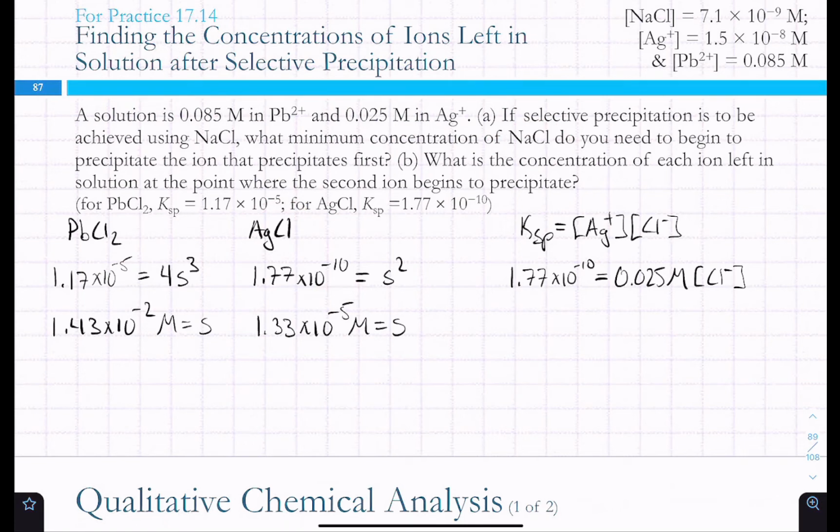So 1.77 e to the negative 10 divided by 0.025. So we only need, why are the sig figs up there like that? We're going to say 7.08 times 10 to the negative 9 molar Cl minus.